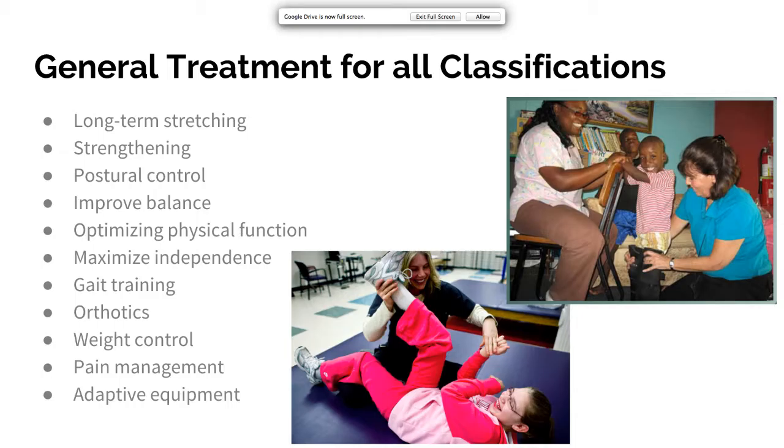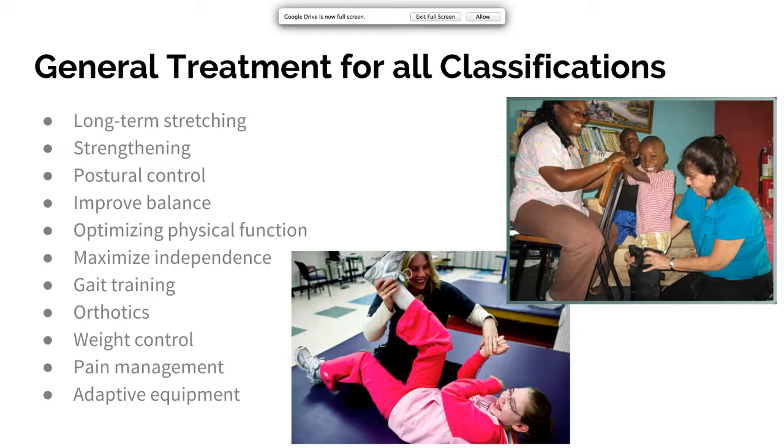Optimizing physical function is important in keeping children involved and able to interact with their peers. It is also important for these patients to get the exercise to help with cardiovascular endurance and reduce the chances of weight gain. Maximizing independence is also going to be important because the more independent the child is, the more freedom the caretaker and the child will have. It also means that the child can be more active and be able to participate in activities and not feel left out. Gait training is going to be especially important in those higher functioning GMFCS levels.